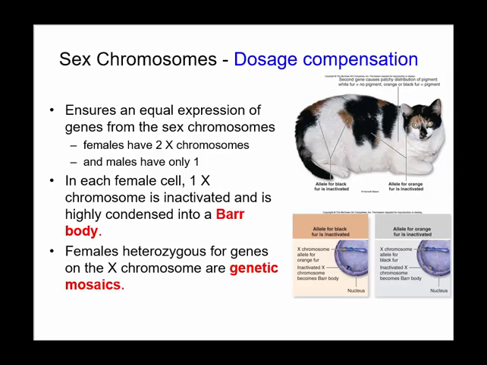So the chromosome basically like bundles up and none of the genes are turned on. And that means that for those particular genes, females are genetic mosaics. Some cells are going to express one of those chromosomes. So other cells are going to express the other. And so we see that with coat color here is with, say, these ones where the orange X chromosome is inactivated. That's where we see these black patches of fur. And then vice versa, where the orange is active and the black one has formed this bar body.